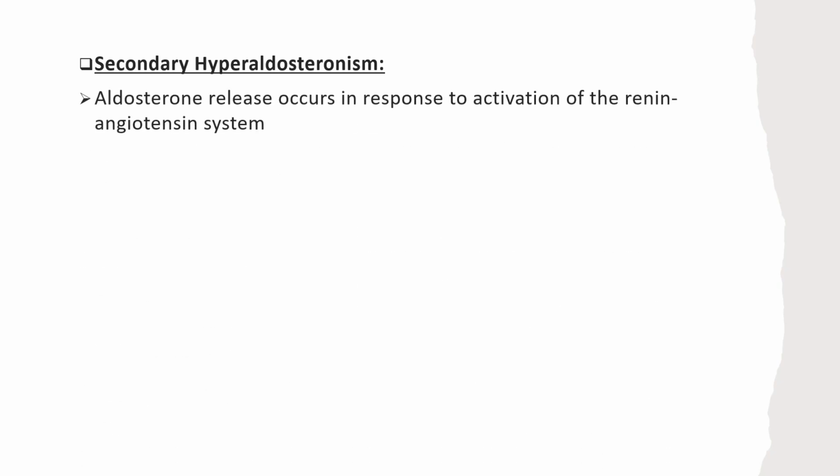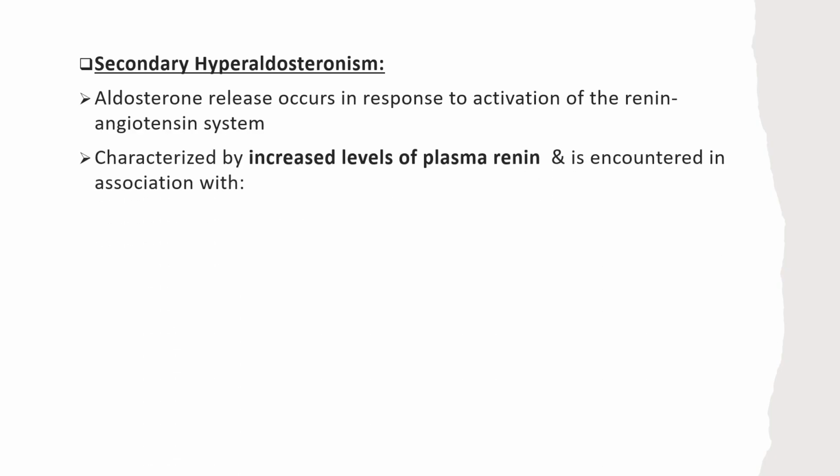And secondary hyperaldosteronism, the secondary one, results from the activation of the renin-angiotensin system, where aldosterone is released in response to the hyperactivation of the renin-angiotensin system, and this is characterized by an increased level of plasma renin. And this was decreased in the case of primary hyperaldosteronism, since that was autonomous hyperproduction of aldosterone, not due to the activation of the renin-angiotensin system.